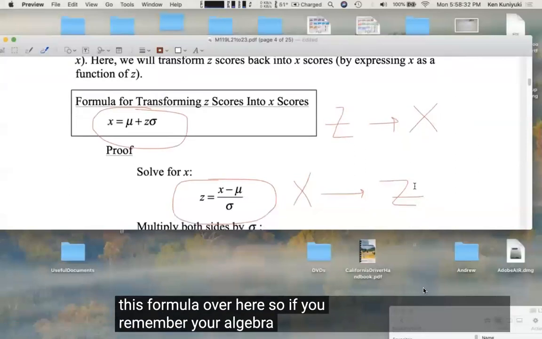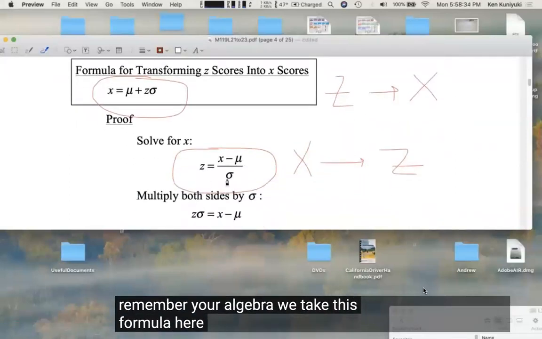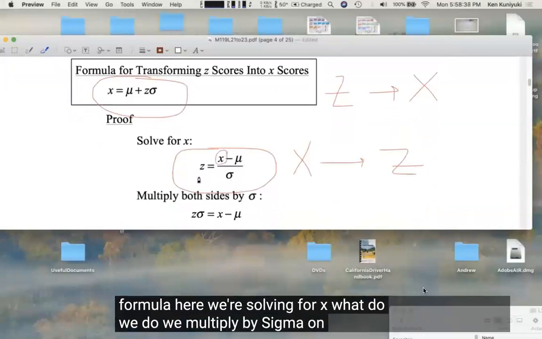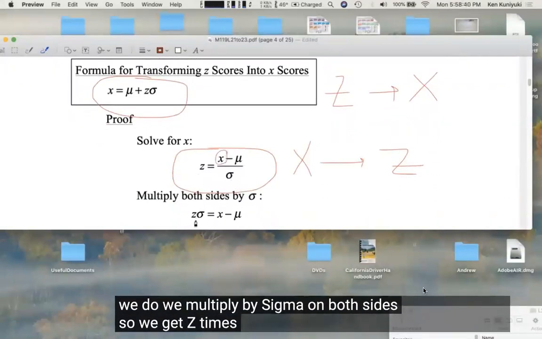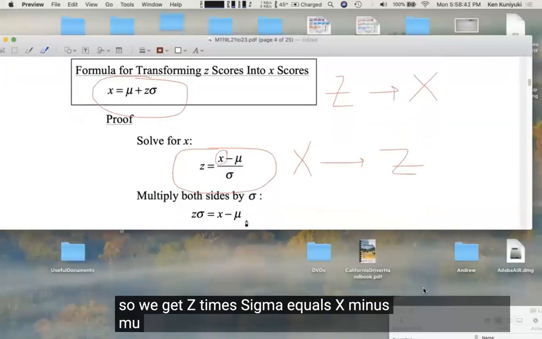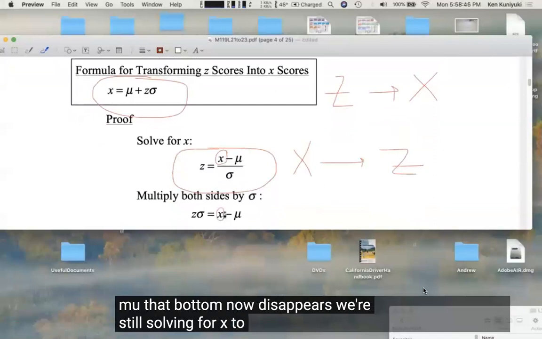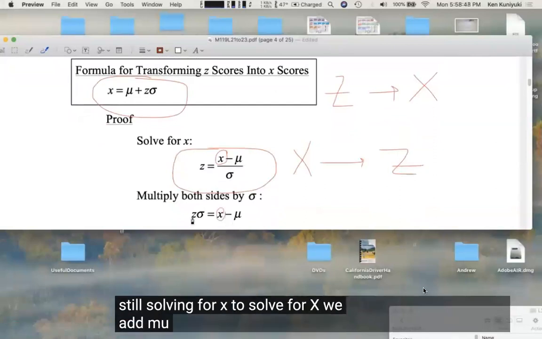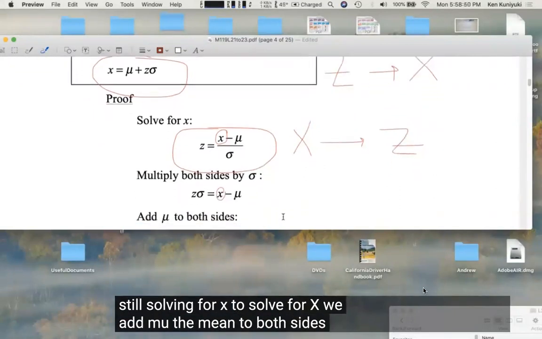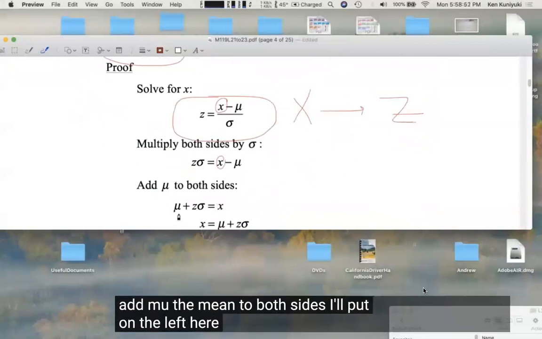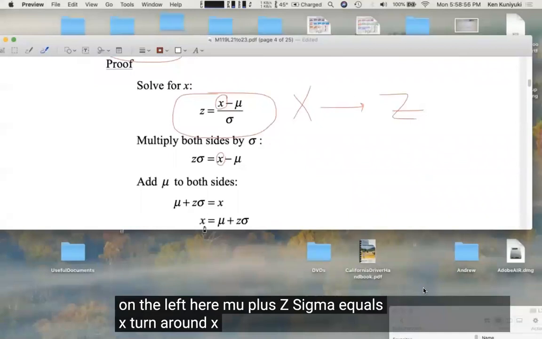So if you remember your algebra, we take this formula here. We're solving for x. We multiply by sigma on both sides. So we get z times sigma equals x minus mu. That bottom now disappears. We're still solving for x. To solve for x, we add mu, the mean, to both sides. Mu plus z sigma equals x. Turn it around. X equals mu plus z sigma.